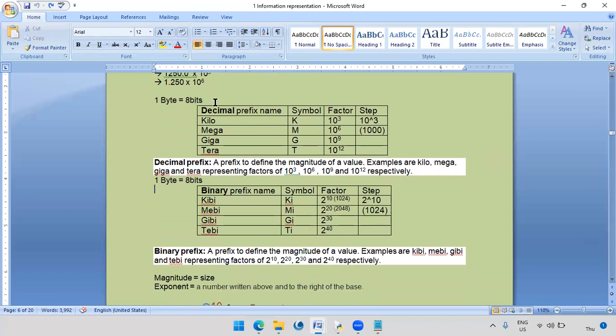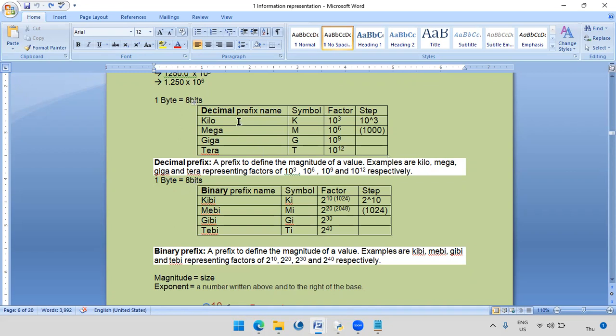One byte equals 8 bits. Now we are learning the decimal prefix and the binary prefix. You know that 1 byte equals 8 bits. This is the same in both. 1 byte equals 8 bits. After that, the prefix changes according to decimal, or denary, and binary.